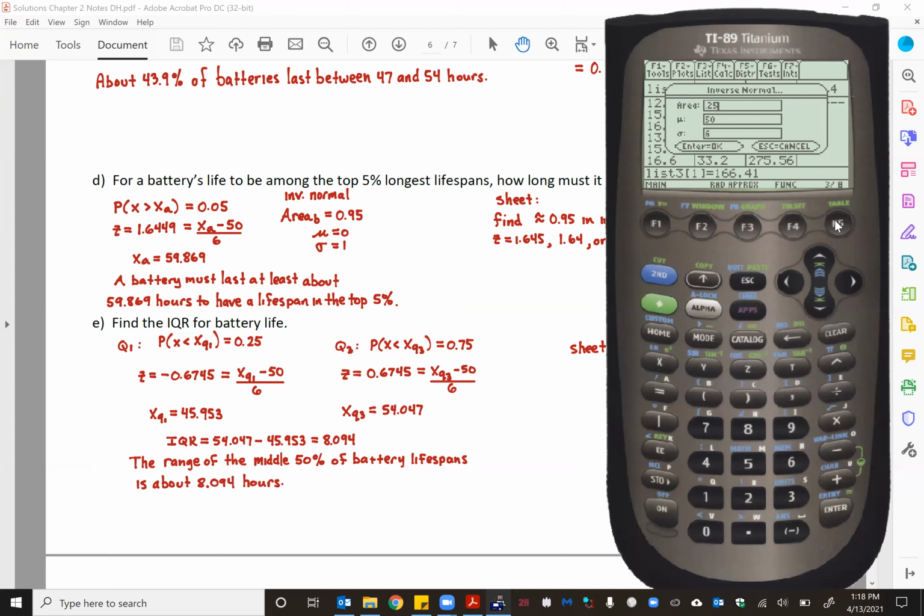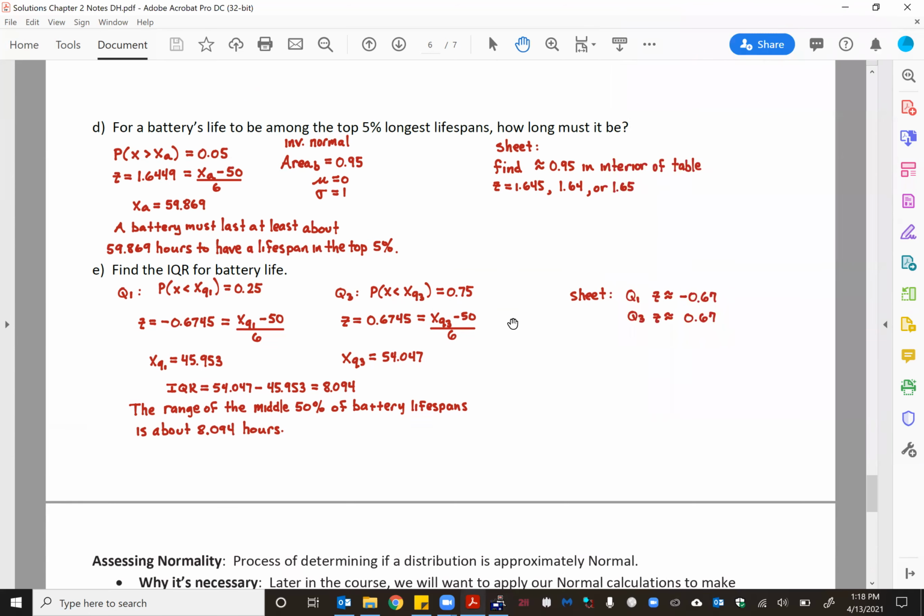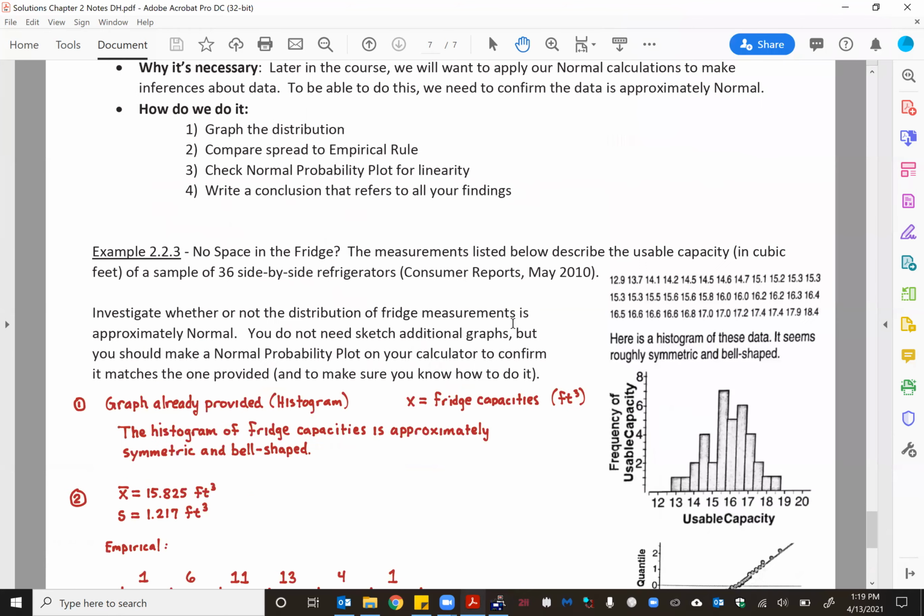The first time, go with 0.25, and you'll notice I get back, I should double check, yeah, we get back this 45.953. And then you go through that process again. I'm going to skip it here, but if you go through again and set the area to 0.75 instead of 0.25, you'll get back this other result. Those are going to be your Q1 and your Q3. If you want to continue along with IQR, obviously we subtract those. All right, so there it is. Both normal CDF and inverse normal are the features that we use for all the various normal calculations we might come across. I'm going to scroll down a little bit more and show you one last thing real quick.